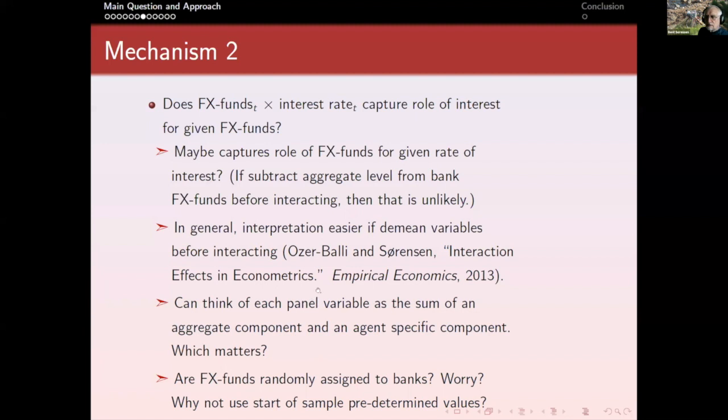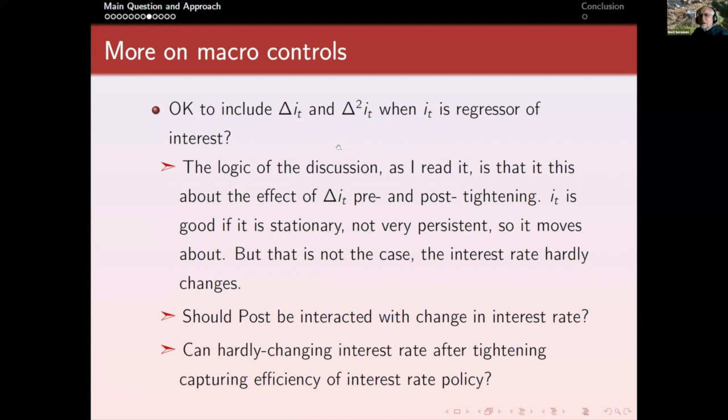But again, here's an issue that you might want to worry about. So in any event, it seems like you changed this since you wrote the paper, because it seems you might no longer use delta I and delta 2I in the controls, because that really worries me. If the whole issue is about the effect of interest rates, then tossing in the change in the interest rates worries me. Now, the logic of the whole thing is really about the efficiency of monetary policy, as it's called, right? That should be about, I would think, the change in interest rates, pre or post tightening.